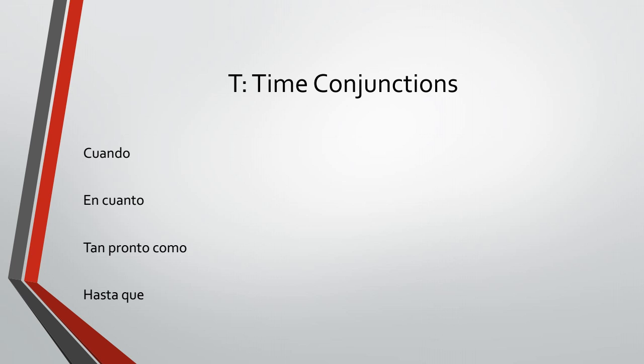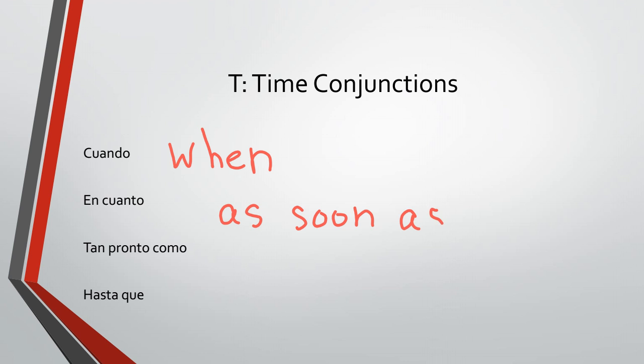First, you'll need to know some common time conjunctions and what they mean so that you'll be able to spot them in a sentence. The first one I have for you is cuando. This one means when. You should recognize this one because we use it in a lot of sentences and even questions. The second one is en cuanto, and I'm going to show you the second and third one together because they mean the same thing. En cuanto and tan pronto como both mean as soon as. And then the last one here, hasta que, is until.